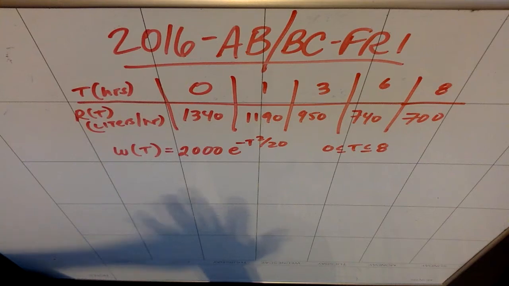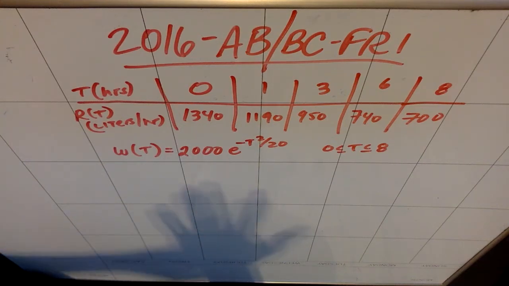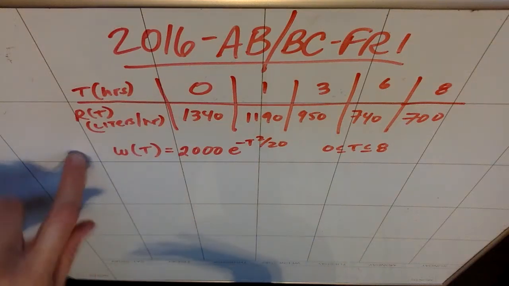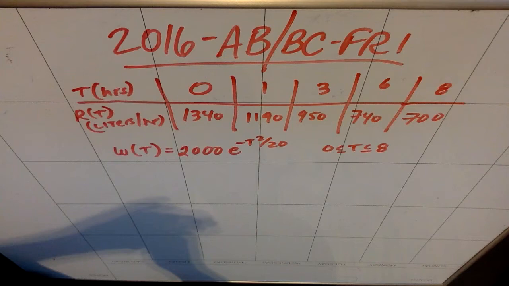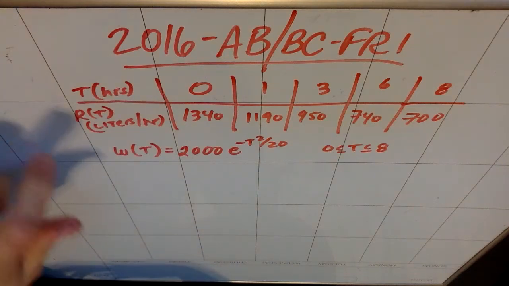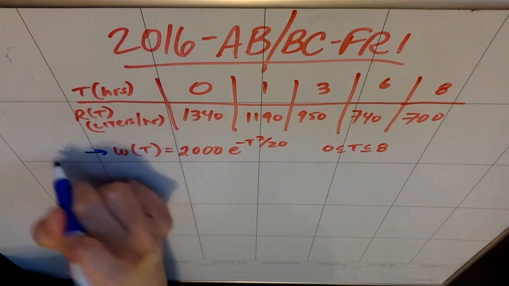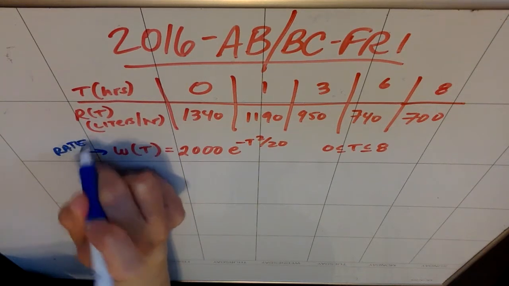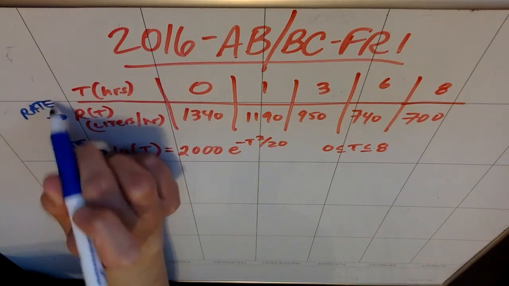Okay, so part A. Oh, sorry, I should read you this giant long problem. Water is pumped into a tank at a rate modeled by W of t, which is this thing, in liters per hour, where t is measured in hours. Water is removed from a tank at a rate of r of t, which are some of the values given in the table. So right away, I want you to note that this is rate in, rate out. So this is a rate in, rate out problem. We've seen a bunch of them.